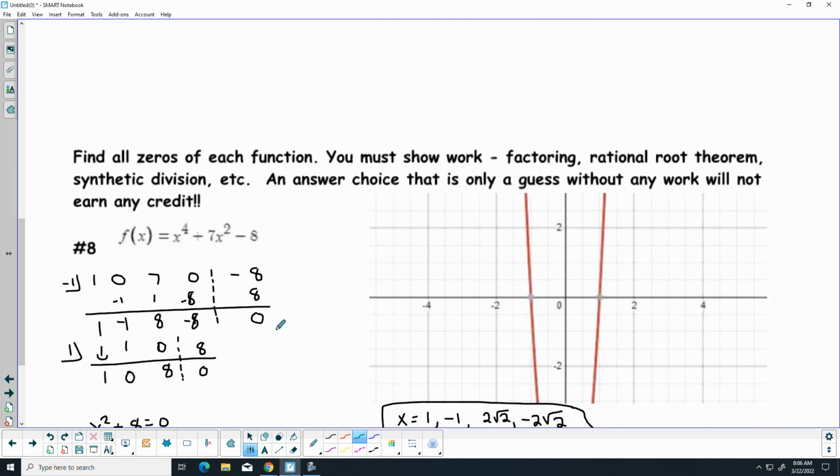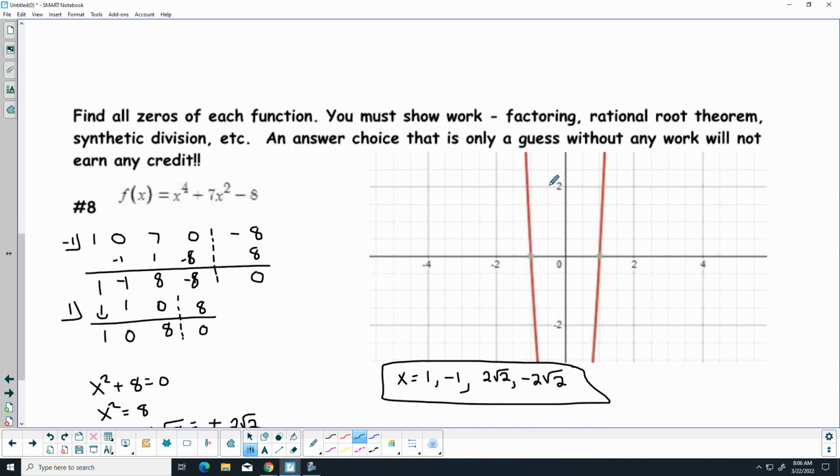All right, we want to find our zeros of each function. You must show work to get an answer. So first thing I do is I look at my graph. And hey, looks like I've got one at 1 and at negative 1. So I'm going to start those off with my synthetic division. And I need to put in a couple placeholders because I don't have an x cubed or an x. So you're going to have 2 placeholders.